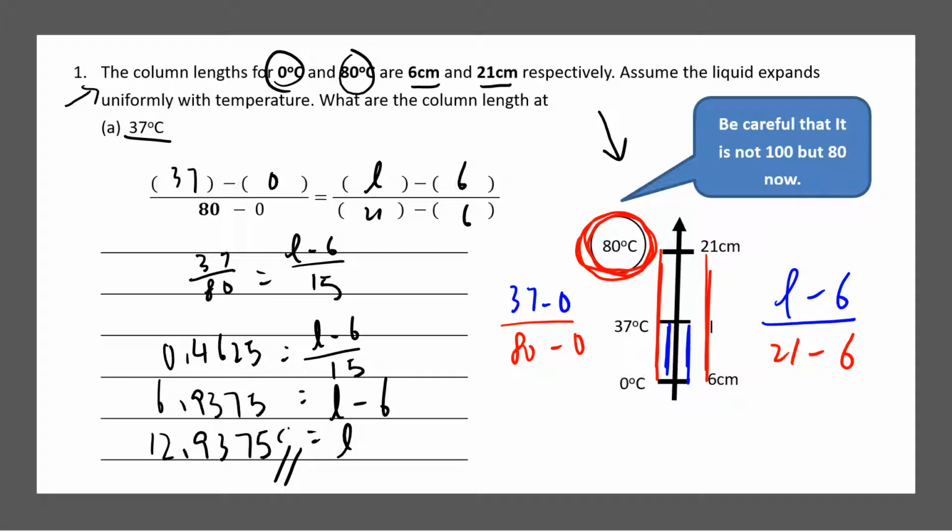Don't forget the units. For this one, it's okay to have more significant figures than before. The least you can give is 3 significant figures, but you can give more than that. All right, this is how you do question 1. Let's take a look at other questions.